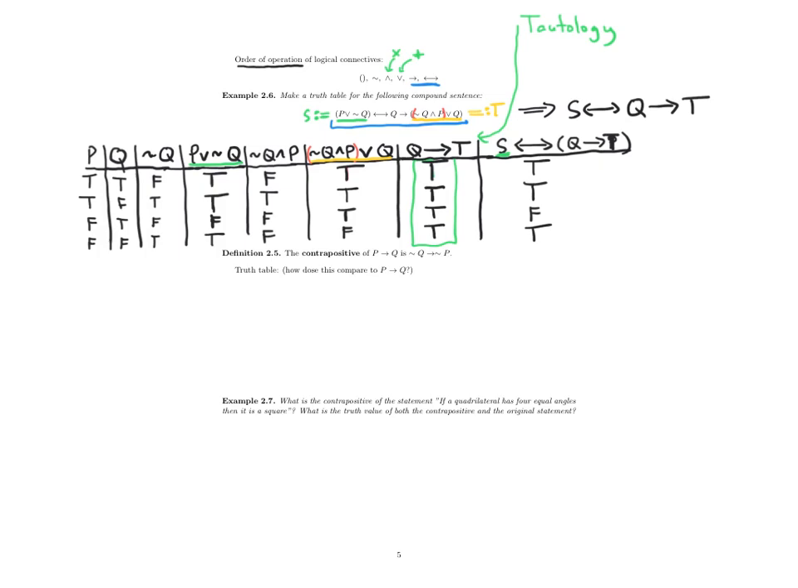But we finished up. We determined the truth table of this statement here. So we know exactly when this statement is true or false. It depends on the truth values of P and Q. So we are finished.